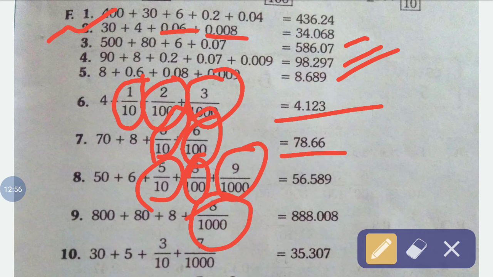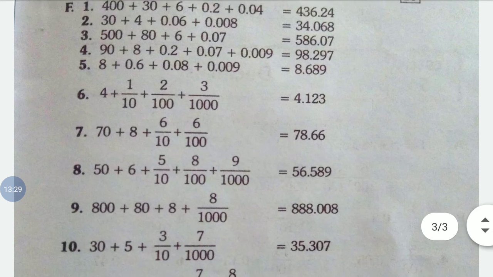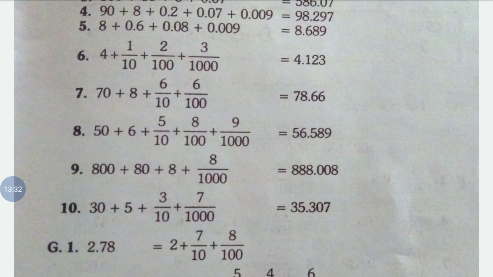Here it is 8 upon 1000, so it is on the 1000th place. The 10th and 100th places are missing, and it is on the 1000th place as the denominator is 1000. So you will be writing 0.008. The 10th place is missing, so 0. The 100th place is missing, so it is also 0, and then 8. Same way, 10th sum is there. If a place is missing, then you have to put the 0. That will be 35.307.